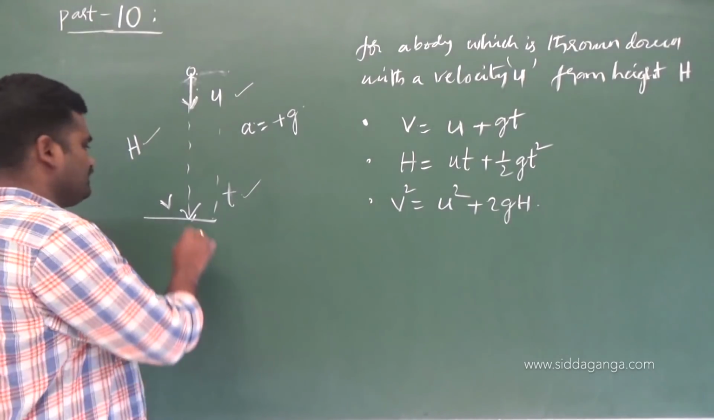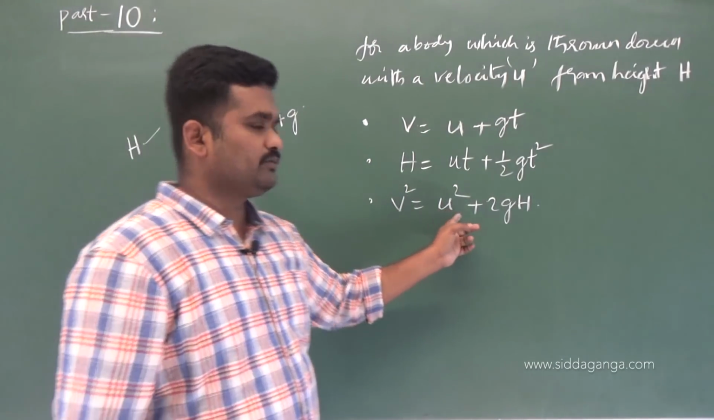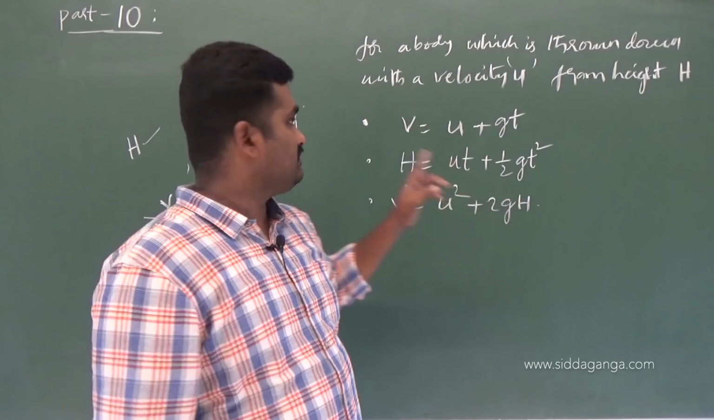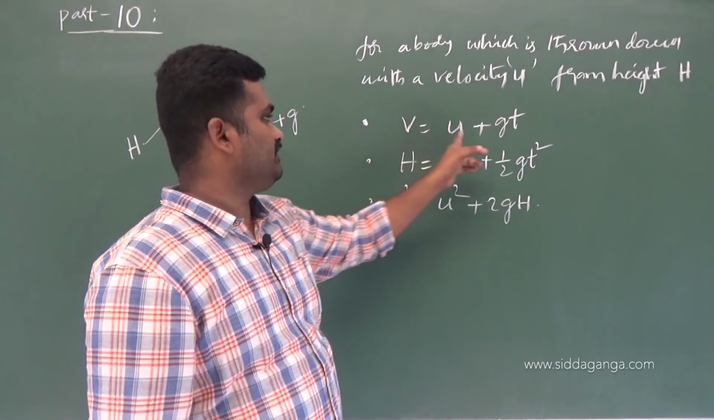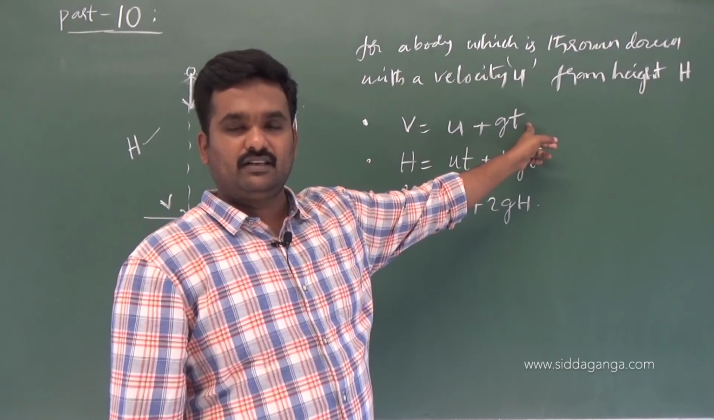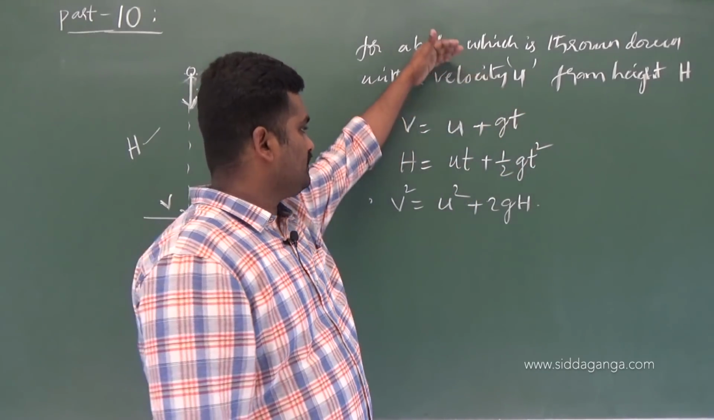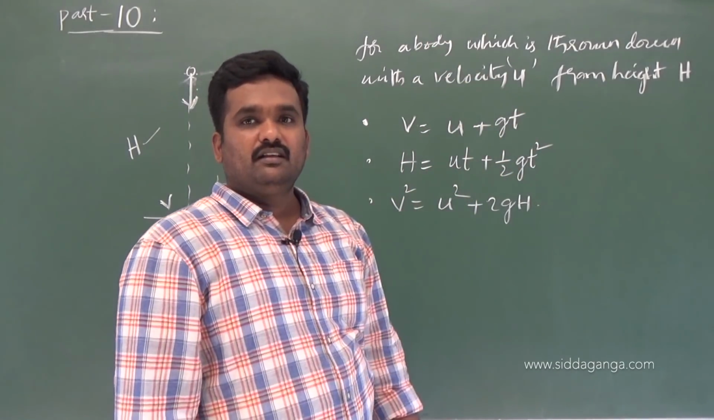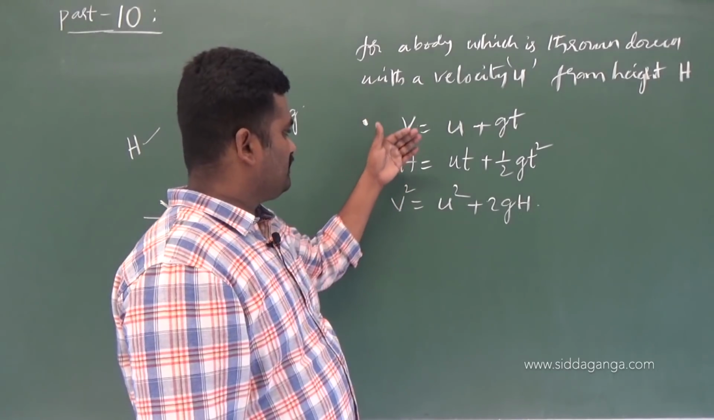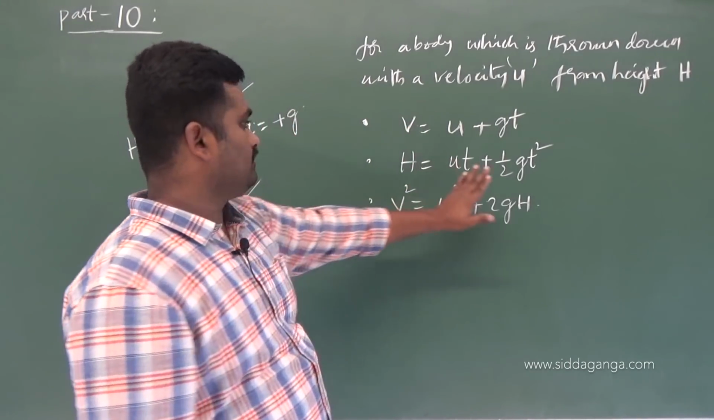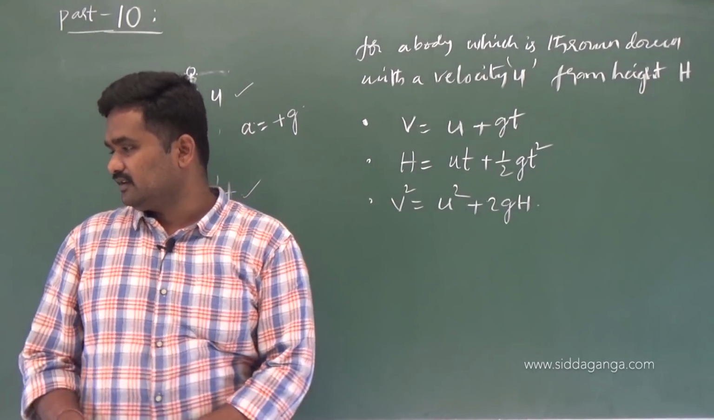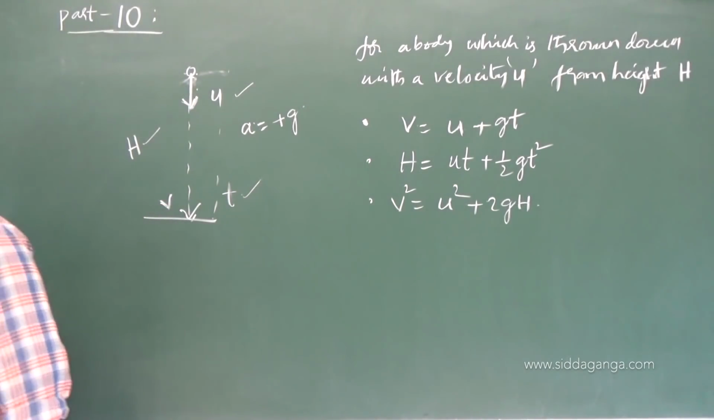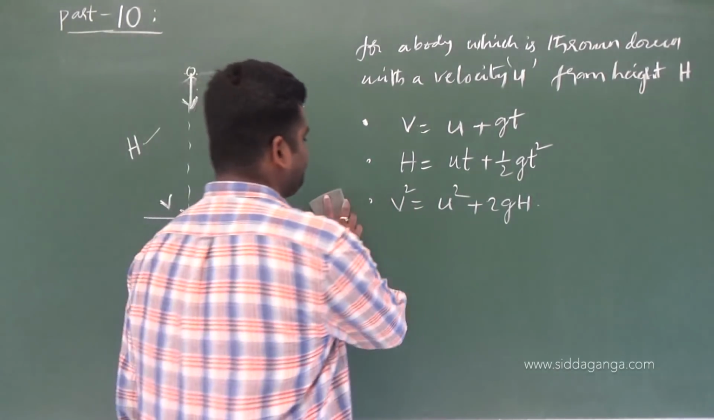So what is the velocity on reaching this point? v equals root of u square plus 2gh. What is the velocity after a time of t seconds? v equals u plus gt. So like this you have to solve the equations for a body which is moving down. That's what, if it is thrown down with velocity u, how to write the equations. This is what you have to remember. Hope you got the point.